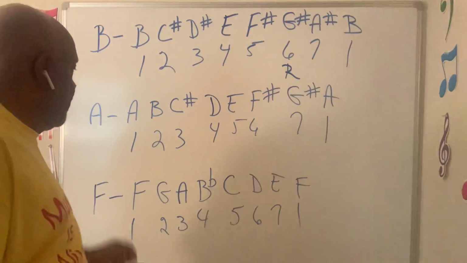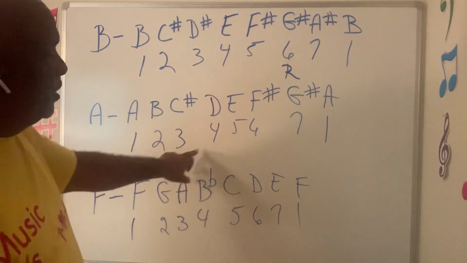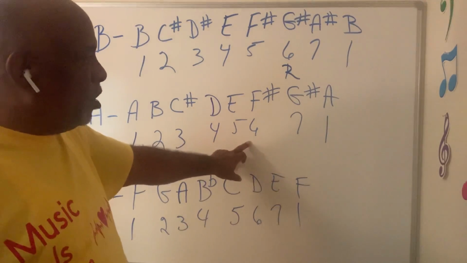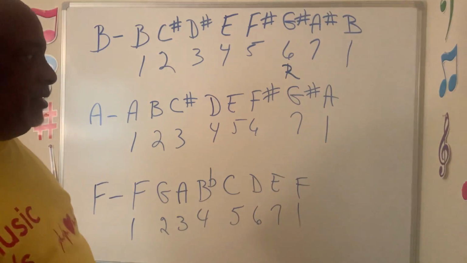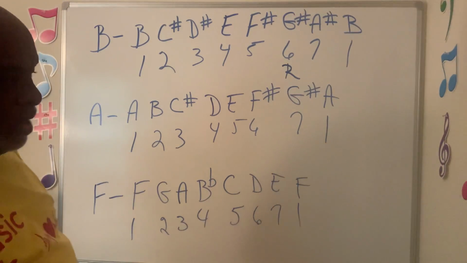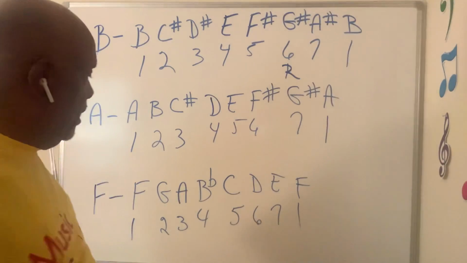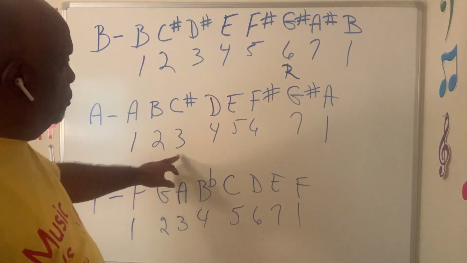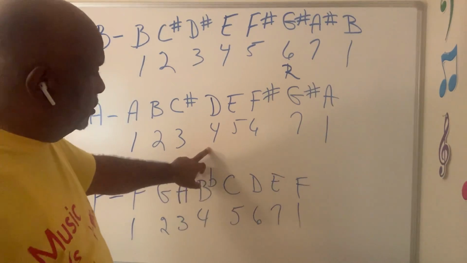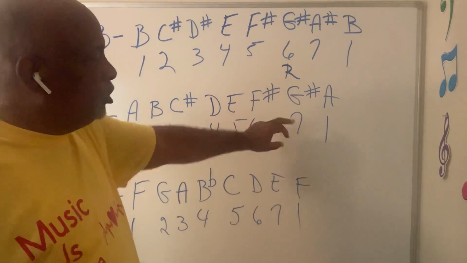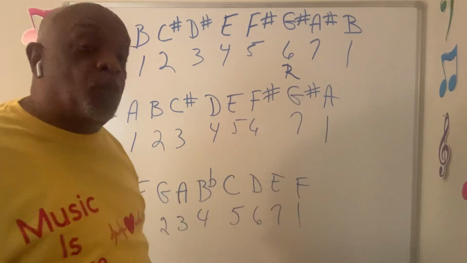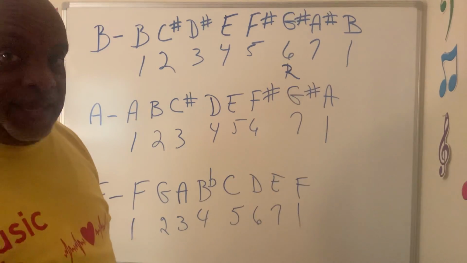One more time. A, B, C sharp, D, E, F sharp, G sharp, and back to the 1, which is A. If we count it using the number system, A is the 1, B is the 2, C sharp is the 3, D is the 4, E is the 5, F sharp is the 6, G sharp is the 7, and back to the 1, which is A.